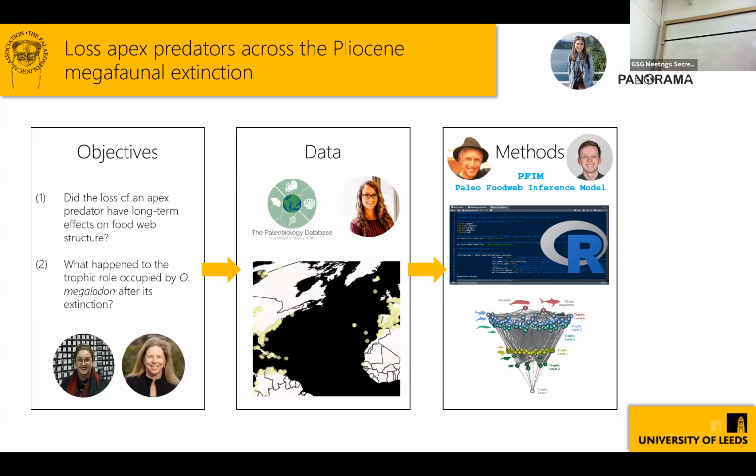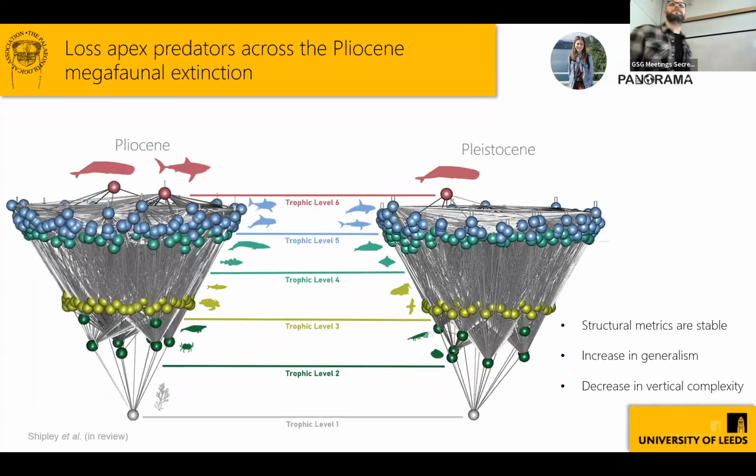Amy used data from the Paleobiology Database, which is a freely available online repository of fossil occurrences. It's been built up over the course of 30 years or so. She restricted her area of study to the North Atlantic because it has a much better fossil record than the rest of the world for this time interval. She built North Atlantic metacommunities for before and after the mass extinction event and put them into the model. Amy makes really nice diagrams, much better than all the other ones I've shown today. Here is her pre-extinction Pliocene food web for the North Atlantic, and here's our post-extinction Pleistocene food web.